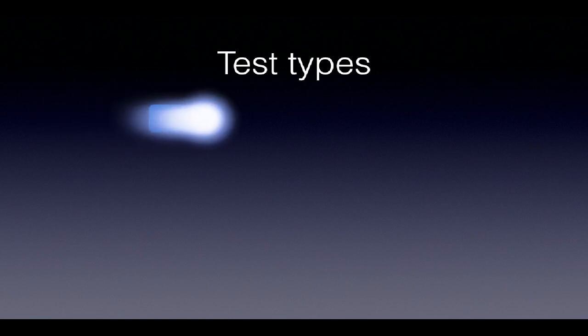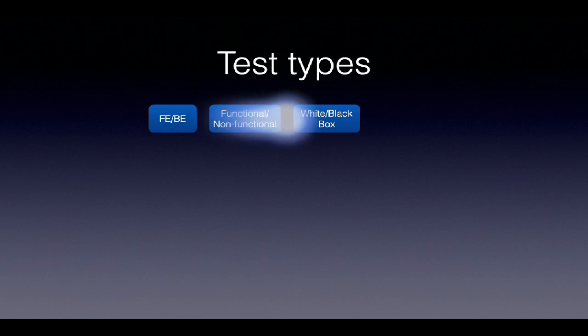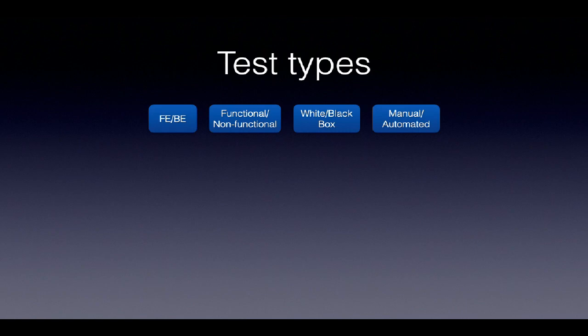There are multiple test types like front-end, back-end tests, functional, non-functional. We can apply white box or black box. It can be manual, it can be automated. All of them will share a common way of thinking, which is for all of them we will basically think about creating happy path tests and negative scenarios. Let's explain a bit every one of these types.